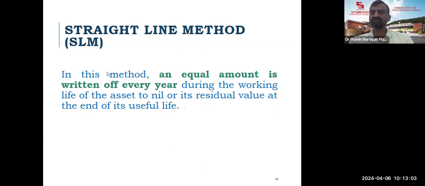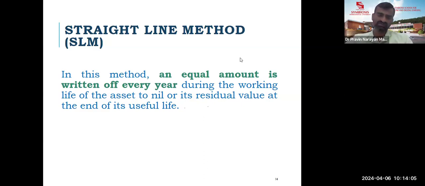Under the straight line method, depreciation expense is allocated evenly over the useful life of an asset. This means the same amount of depreciation is recorded in each accounting period regardless of the actual usage or productivity of the asset. We will understand with the help of an example also. It is very important to understand that an equal amount is written off every year. Suppose the life of the asset is 10 years and the value of the asset is 1 lakh. So every year 10,000 depreciation will be considered. That is the straight line.